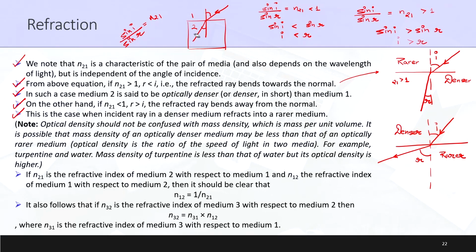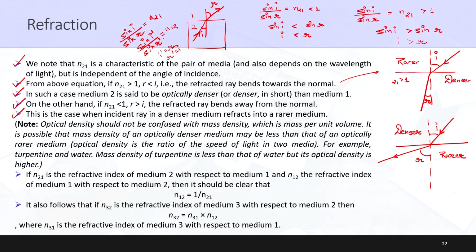For the first scenario, this was my direction of propagation of light. In the second case, let us suppose this is the direction of propagation of light. That means this is angle i, this is angle r. Again, sin i by sin r is equal to n12, but this time we have i dash and r dash. So, this i dash is nothing but r and this r dash is nothing but i.